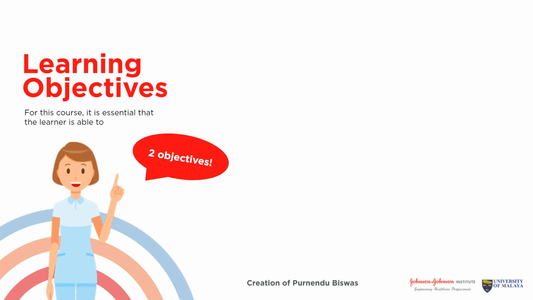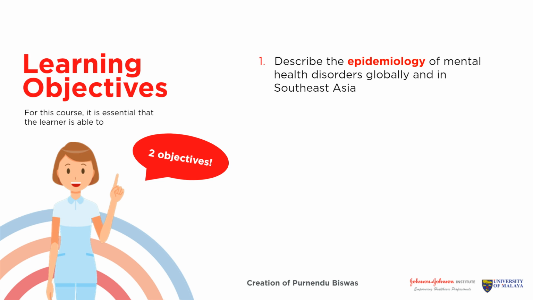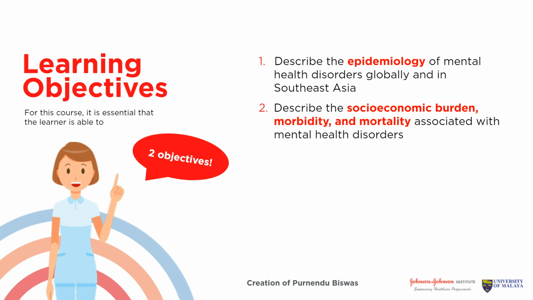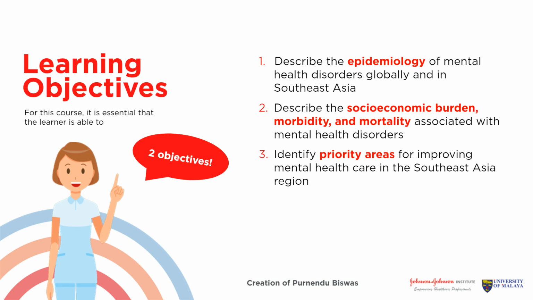For this course, it is essential that the learner is able to describe the epidemiology of mental health disorders globally and in Southeast Asia. Describe the socioeconomic burden, morbidity and mortality associated with mental health disorders. Identify priority areas for improving mental health care in the Southeast Asia region.